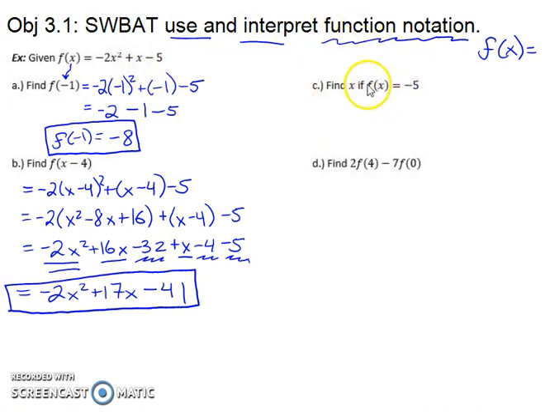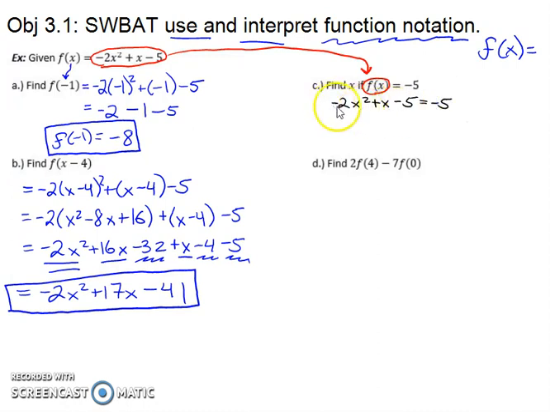The next type of problem is actually a little bit different. You notice it doesn't say f of negative 5. It says the function equals negative 5. Well, notice the function here is that. f of x equals this. So I'm just going to plug all that in onto the left side of the equation, and it's going to equal negative 5. So I'm going to write negative 2x squared plus x minus 5 equals negative 5. We can now solve this.